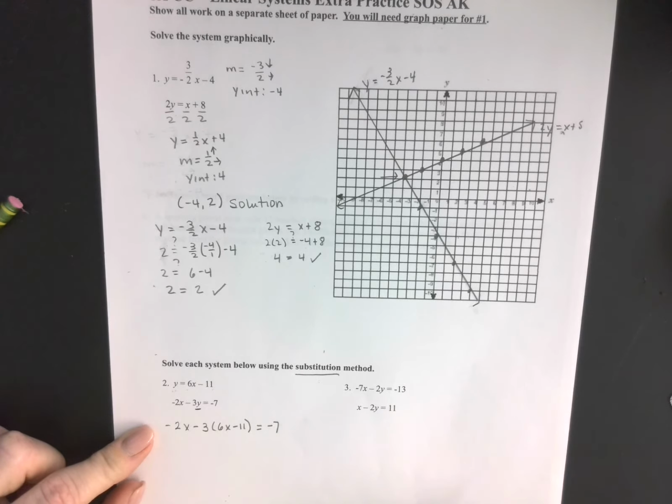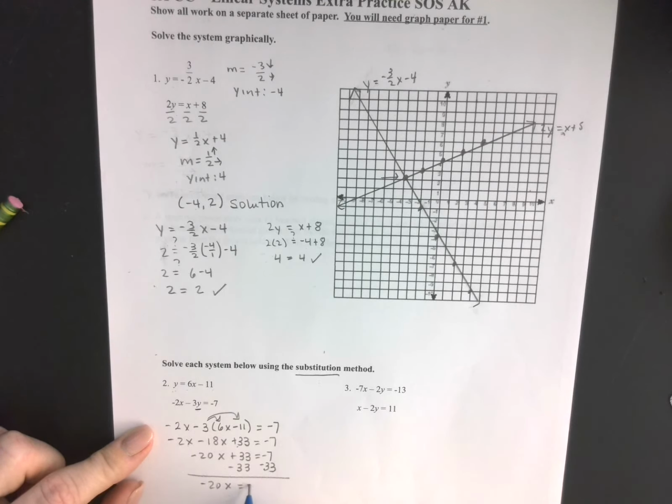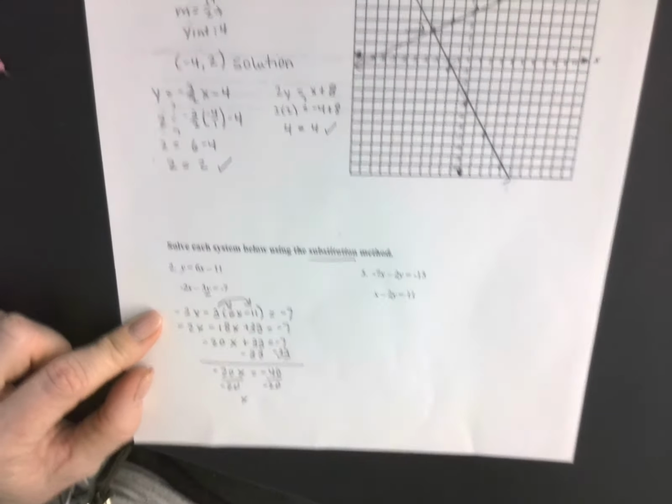equals negative 7. And now we're going to solve for x by distributing the negative 3. So we get negative 2x minus 18x plus 33. Negative times negative is positive, is equal to negative 7. Combine like terms here, we get negative 20x plus 33 equals negative 7. Subtract 33 from both sides. We get negative 20x is equal to negative 40. Divide both sides by negative 20, and we get x is equal to 2.